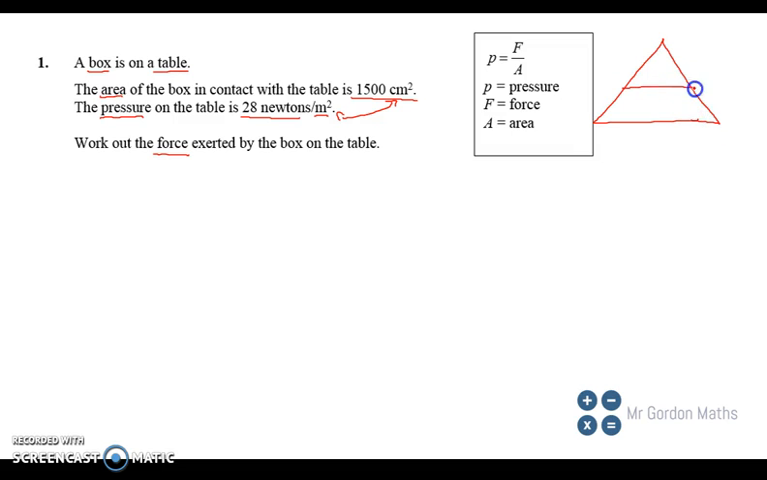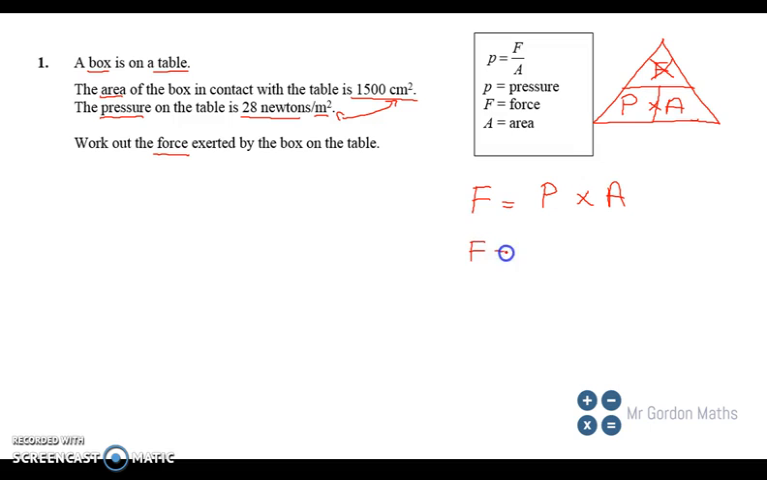Now we like to put things into these triangles so we can use them in any order. So we've got pressure equals force, on the top, divided by the area. We're looking for force, so we cover up the force bit, we don't include that bit, and then we're left with pressure times area. So we need pressure times the area.